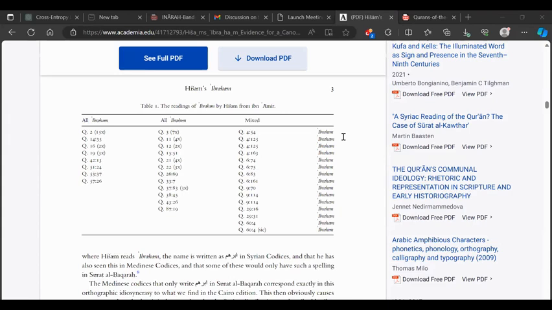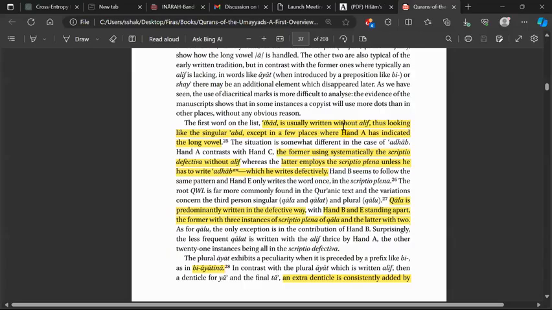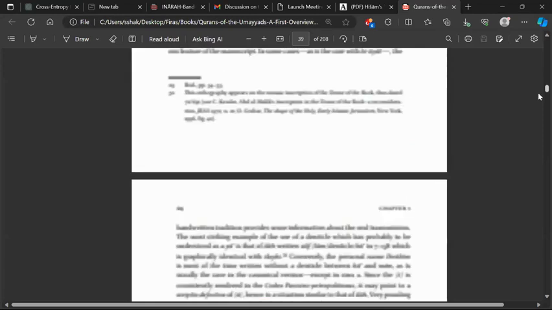He will later do the same. He will use the same 5 words in other manuscripts. He does this in his book Qur'ans of the Umayyads. Somewhere here he discusses his dating, why he dated it to the seventh century.